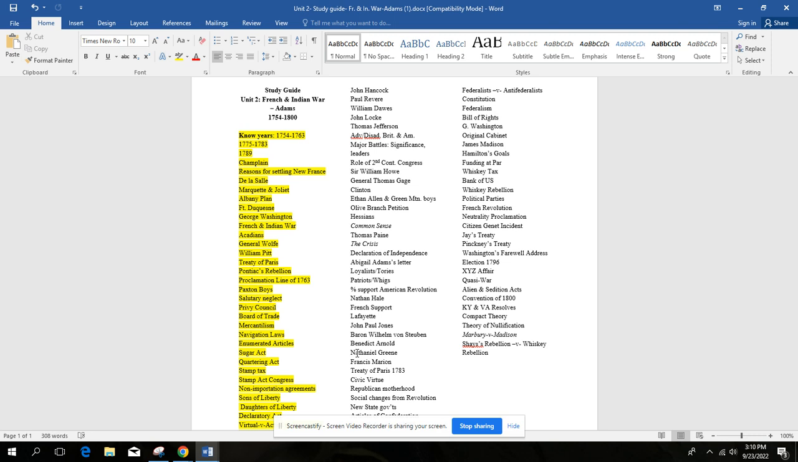So the first thing to talk about is dates to know cold: 1754 to 1763. That's the French and Indian War, also known as the Seven Years' War. 1775 to 1783, that's what we consider the American Revolution. Some historians will disagree. Some historians will say that the road to the American Revolution started way back in 1763 with the end of the French and Indian War. But as far as our concerns, we really need to make sure we focus on 1775 to 1783.